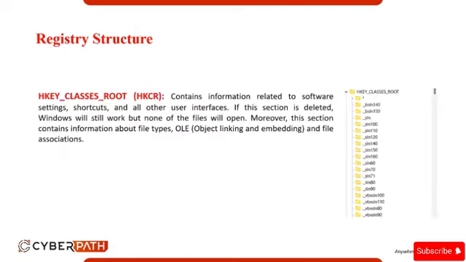HKCR, the classes root, contains information related to software, settings, shortcuts, and all other user interfaces. If this section is deleted, Windows will still work, but none of the files will open. Moreover, this section contains information about file types, OLE (object linking and embedding), and file associations.